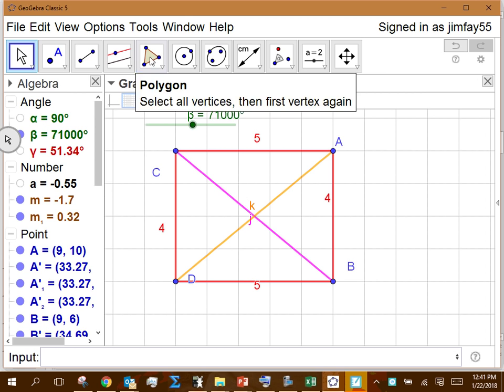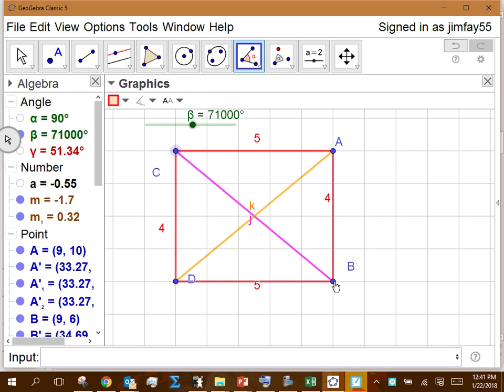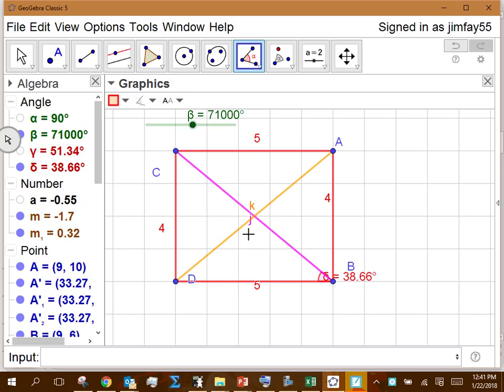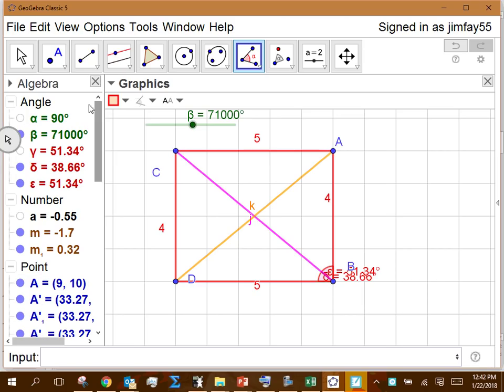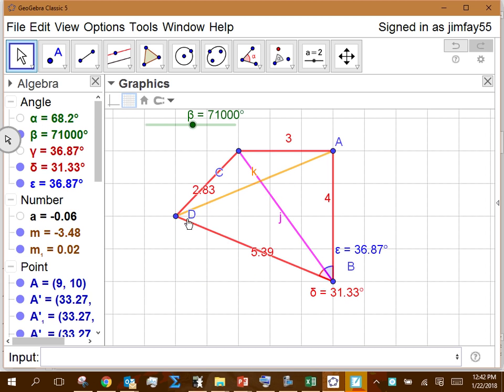But if I look at those angles with a protractor, that angle there is 38.66, and this angle here, that blue one, is 51.34. Those are obviously different.